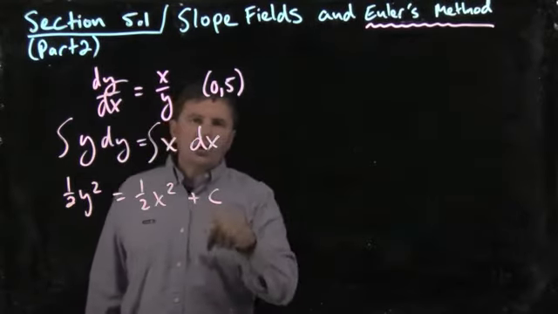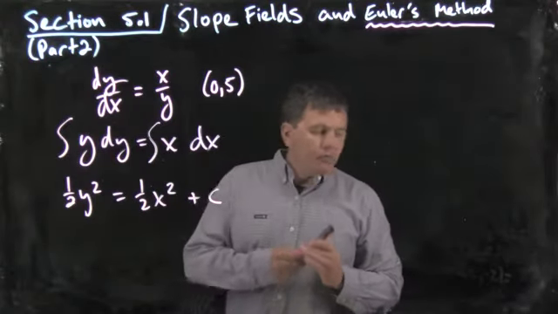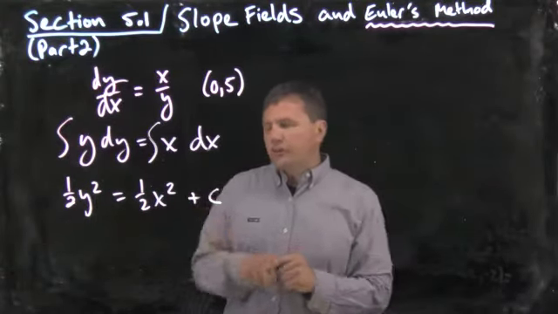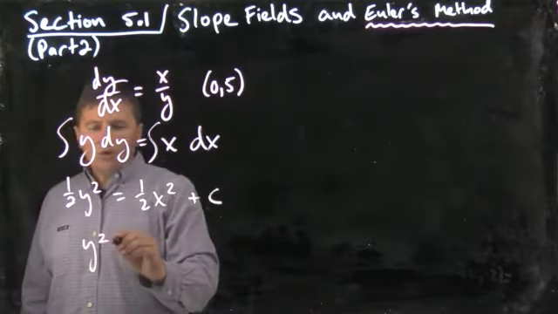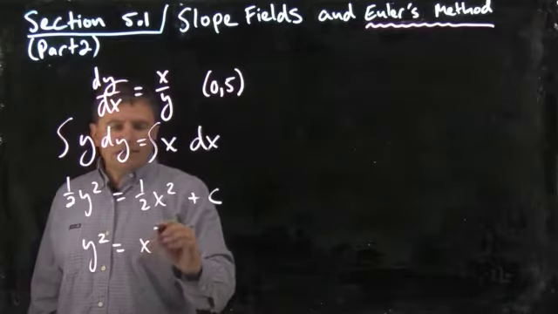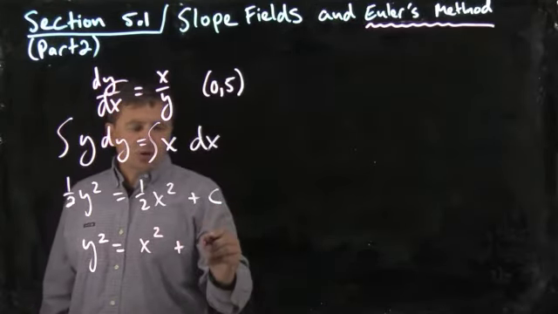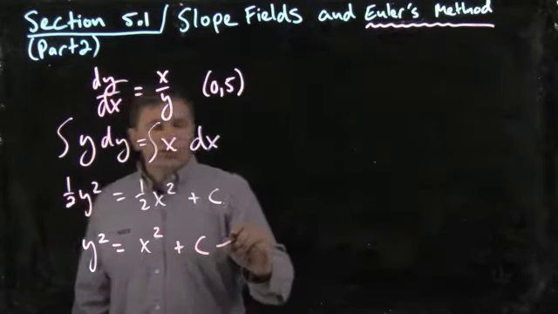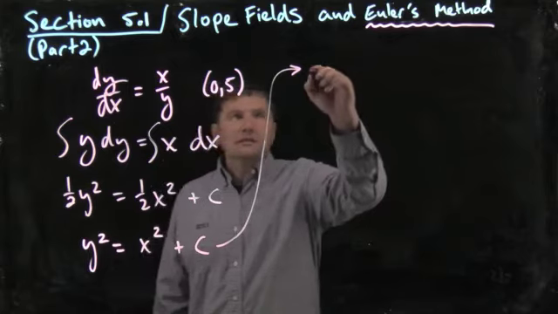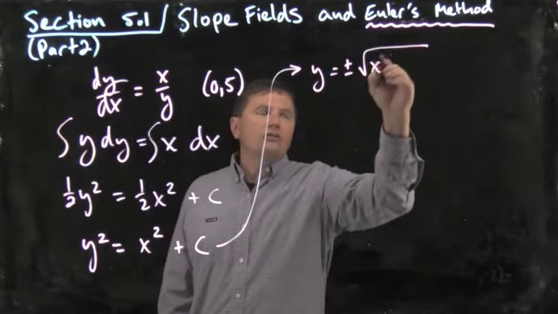Keep in mind we only need the arbitrary constant on one side, but we definitely need that arbitrary constant. If you leave it out here, your information is going to be way, way off. So now I'm going to multiply both sides by 2. y squared is equal to x squared plus 2c. There's no point in calling it 2c. It's an arbitrary constant, so we'll just leave that c. All right. Now we're going to take the square root of both sides. Don't forget the plus or minus. So y is equal to plus or minus square root of x squared plus c.